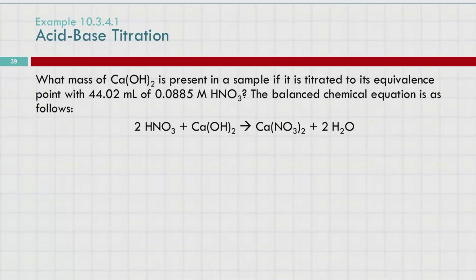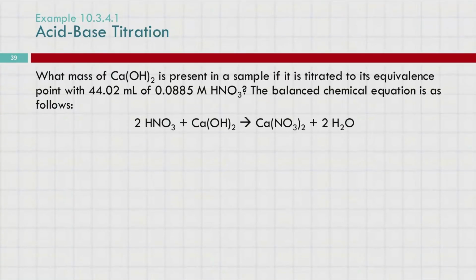So, an example of an acid-base titration. We want to find the mass of calcium hydroxide present in a sample. It's titrated to its equivalence point. Equivalence point is a key word here. This unlocks our ability to use our stoichiometric ratio. The H plus that we added equals the OH minus that we added in terms of their moles, in terms of their number.